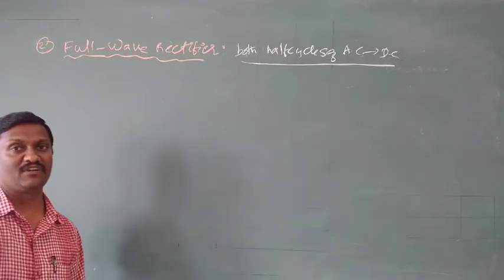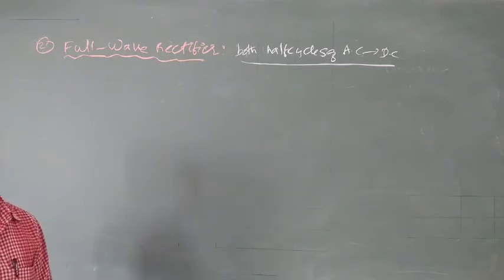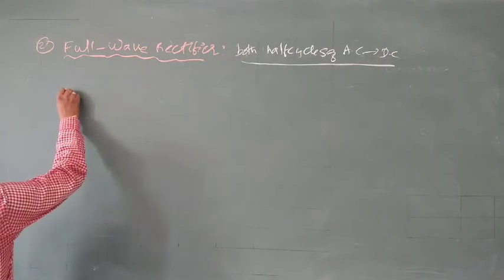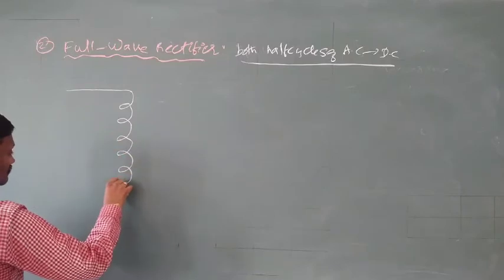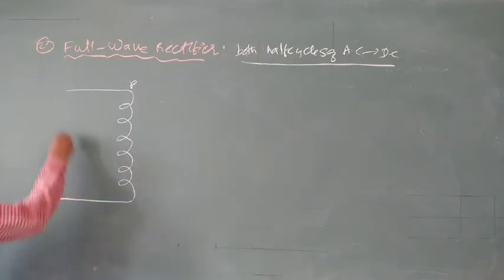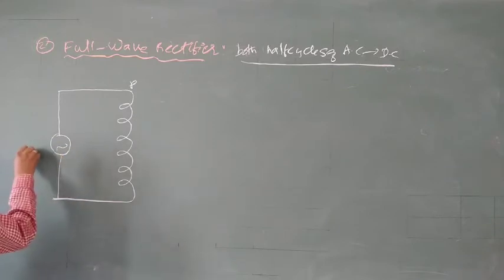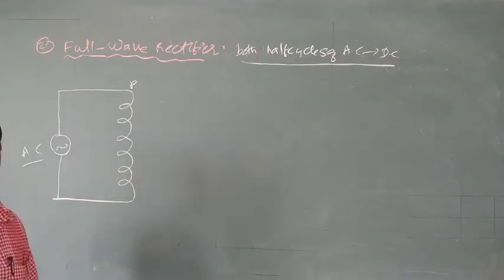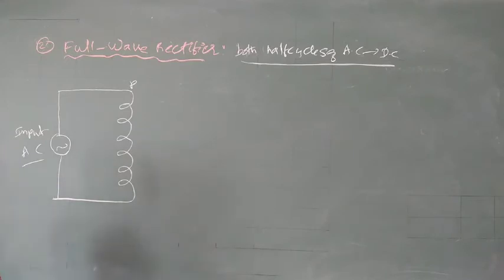Then what about the construction and working of a full wave rectifier? Like the half wave rectifier, it consists of two transformer coils. The first coil is the primary coil, and at its ends the AC source is applied. Because it converts AC into DC, the input signal is always AC and the output signal is DC.